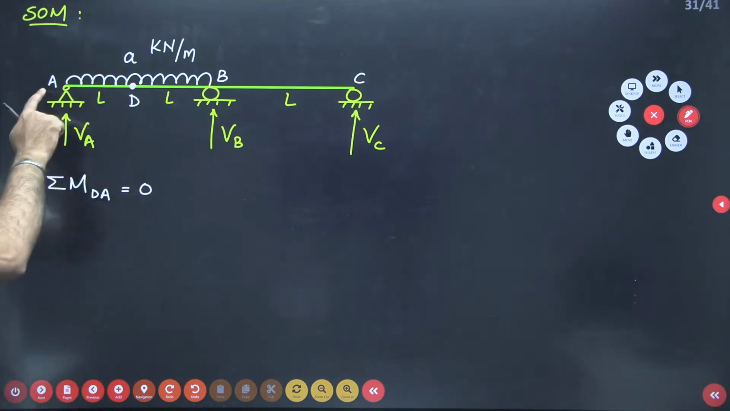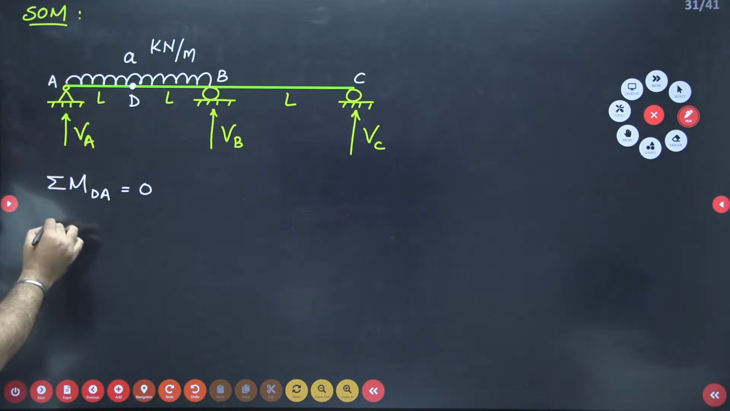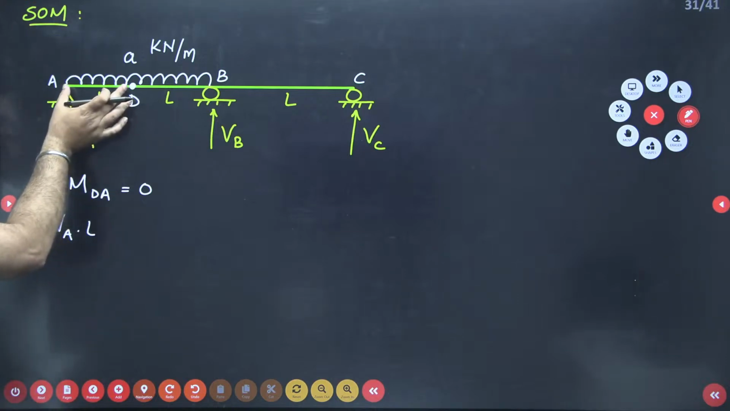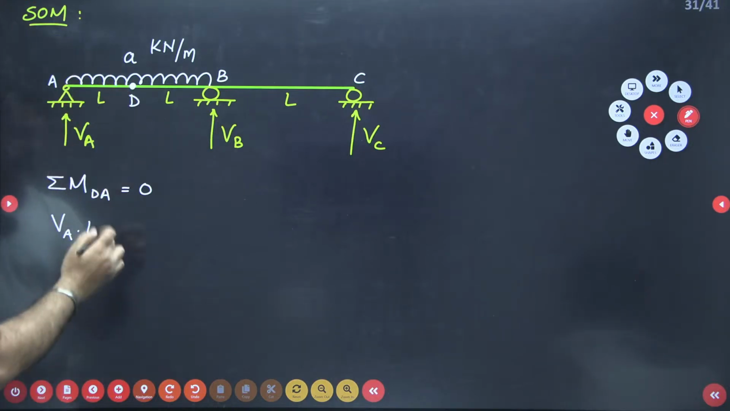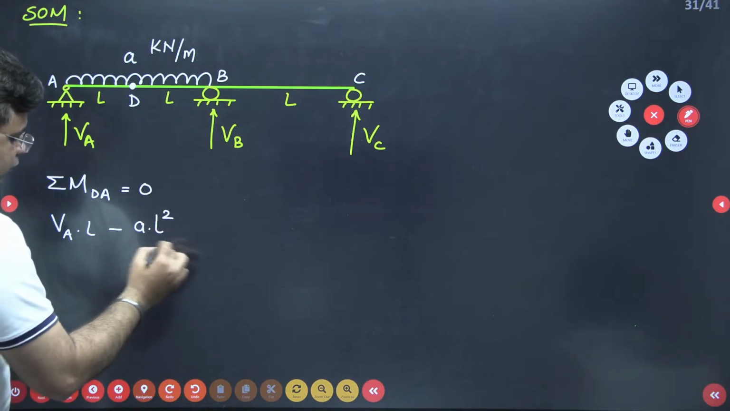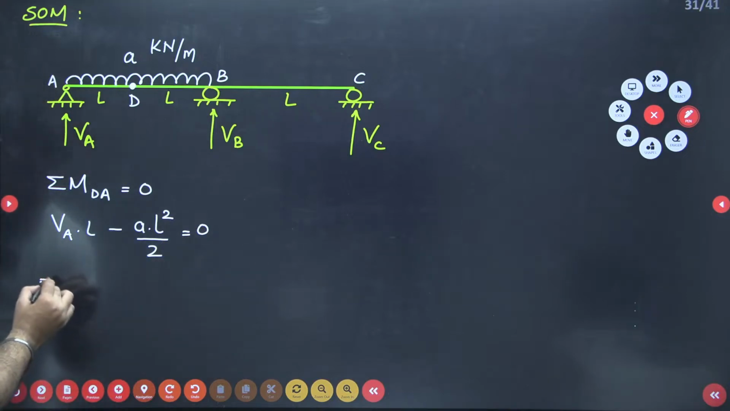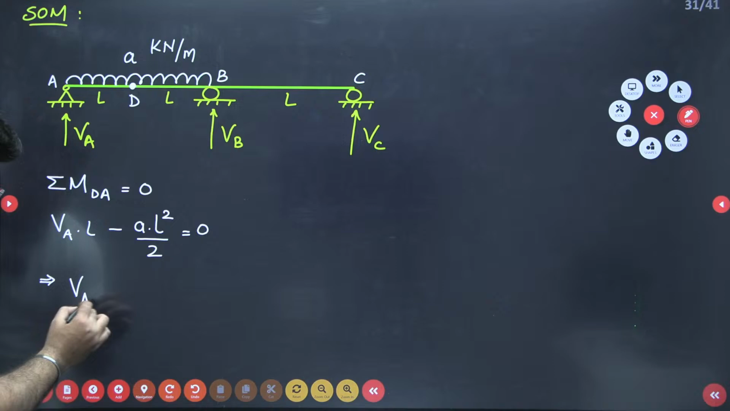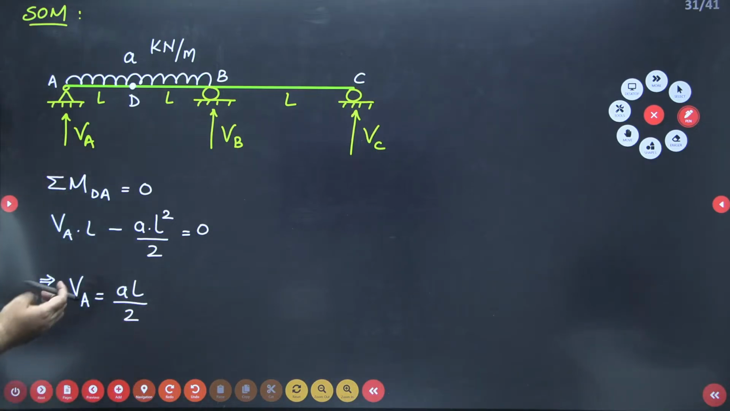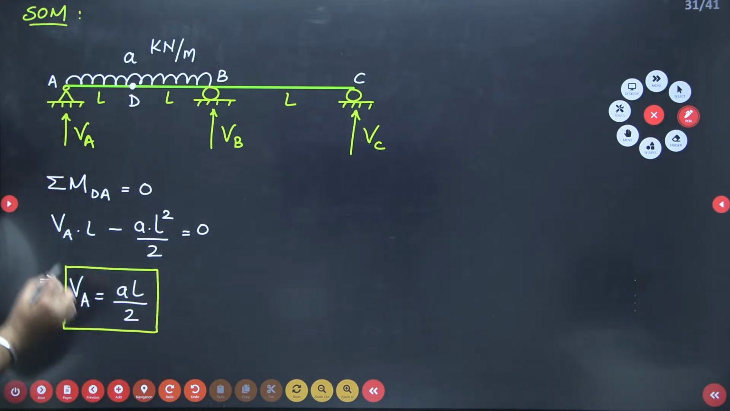So on this portion DA, the first moment will be due to this VA, and VA will cause a clockwise moment, value will be VA into L. The second moment will be caused by this UDL, and that will be an anti-clockwise moment, value will be A into L square by 2, equal to 0. So from here the value of VA comes out as AL by 2. So this is your first reaction VA, value is AL by 2.